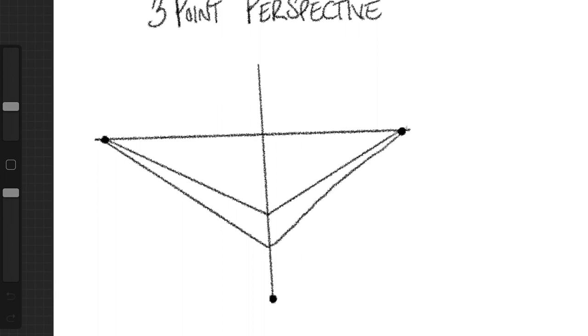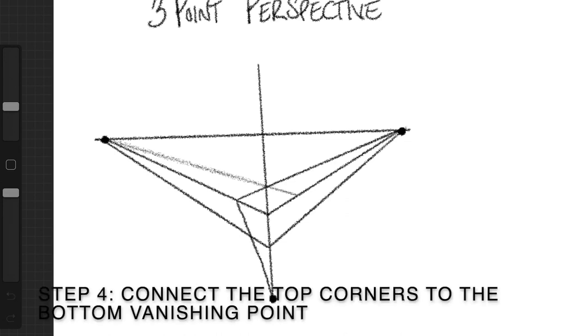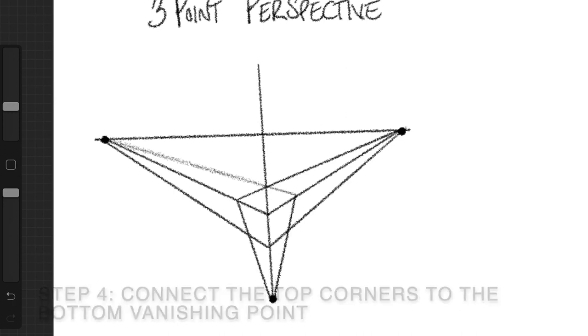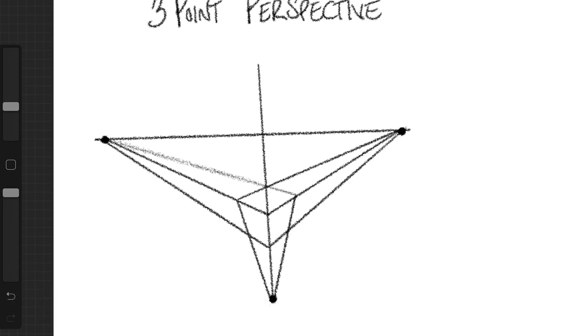And I'm going to do the same way as 2-point perspective to draw the top, where I line up that intersection on the vertical line with the 2 lines that recede on the top right and the top left. So I'm using that vertical line to help me create that top of my cube in a way that is straight and accurate. And at this point, my last step is to connect the top corners to that bottom vanishing point to create those vertical edges of my cube.